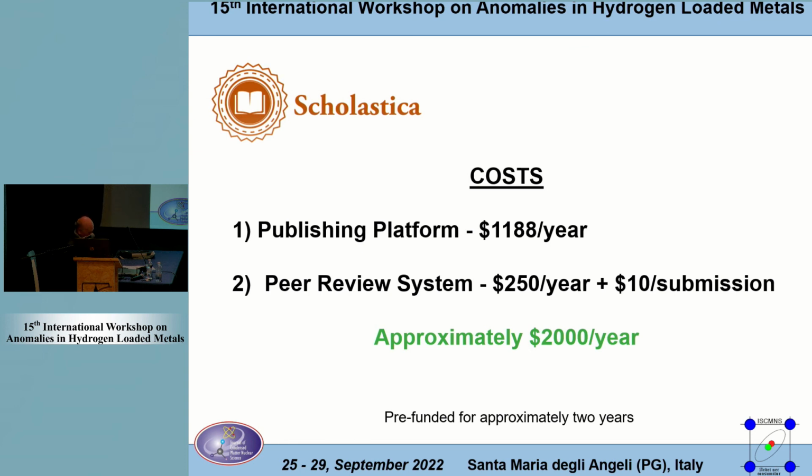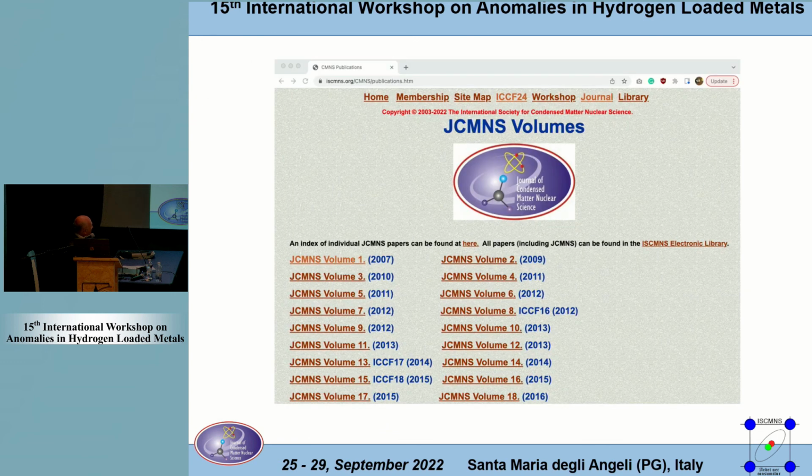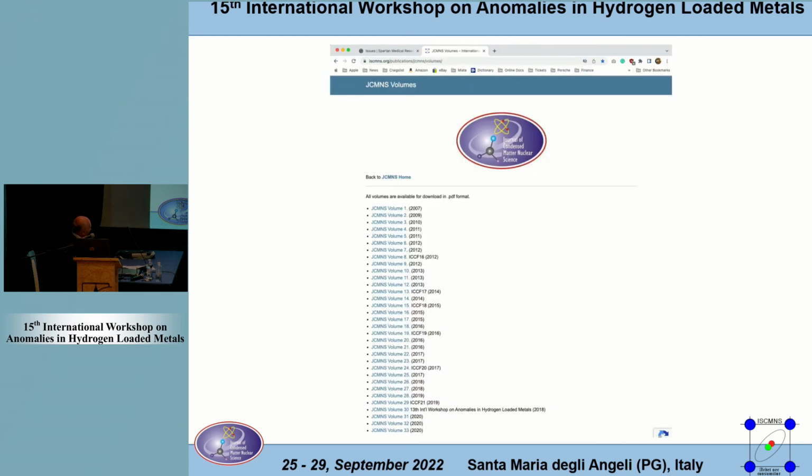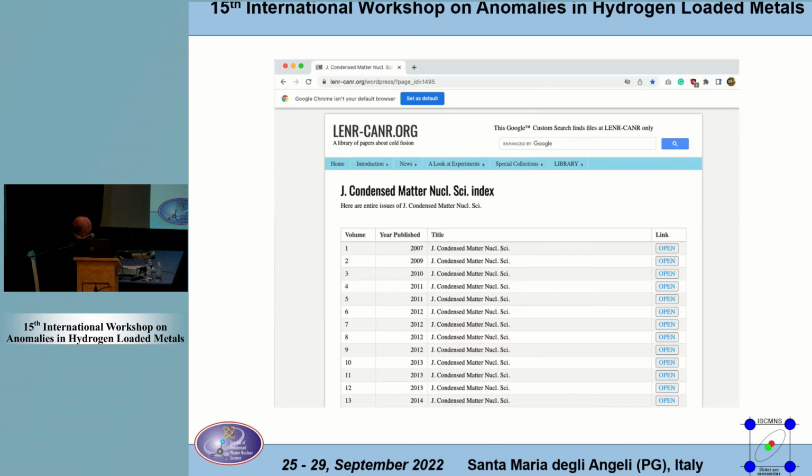Anyway, what else did I say? So these are all the volumes that have been published. Some are missing, no? Another page. Anyway, we have plenty of journals. The first volume was published in 2007, and on a regular basis, we publish 2 or 3 volumes a year now. And we have altogether maybe 400 papers.